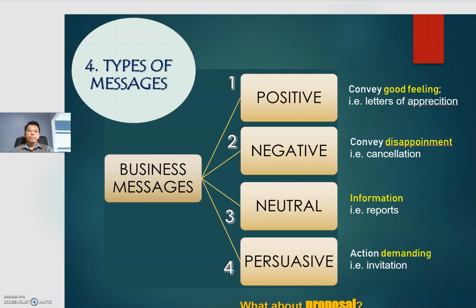So the second type of message is negative message. In this negative message, for example, you are annoyed or disappointed by somebody else because maybe that particular person cancelled the appointment with you, so you use it to convey your dissatisfaction. That is an example of a negative message.